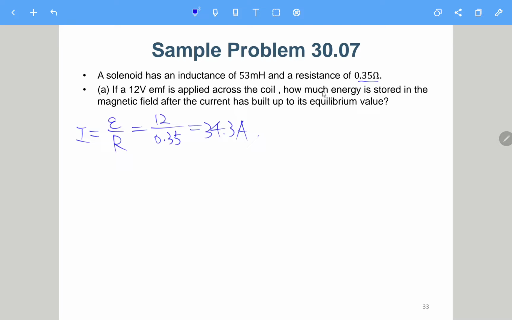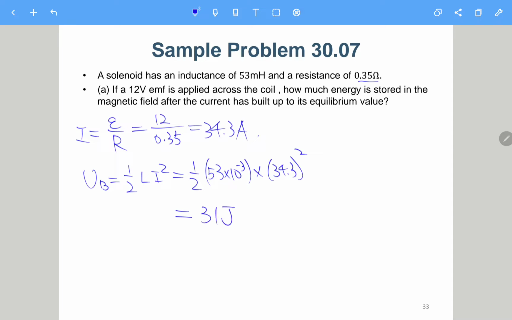And then it asks how much energy is stored in the magnetic field. U_B is nothing but 1/2 L I squared. So 1/2, and then L is 53 times 10 to the minus third, times 34.3 squared. So this is 31 joules. Yeah, 31 joules.